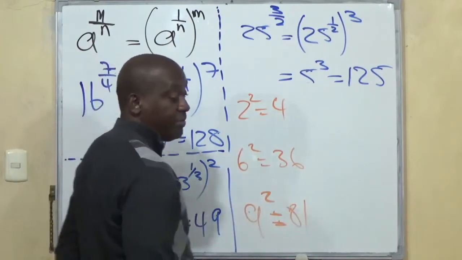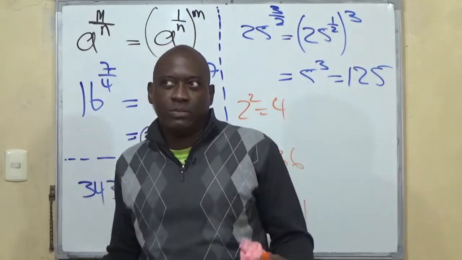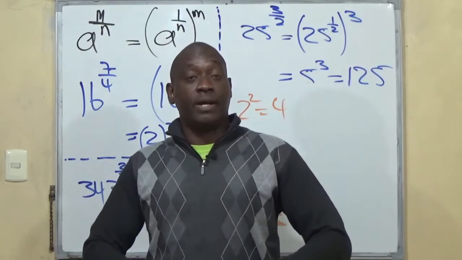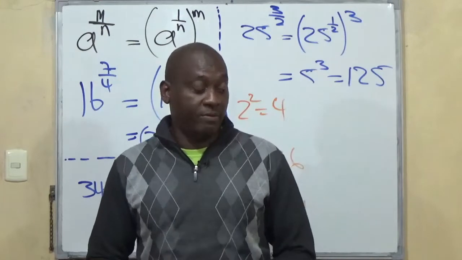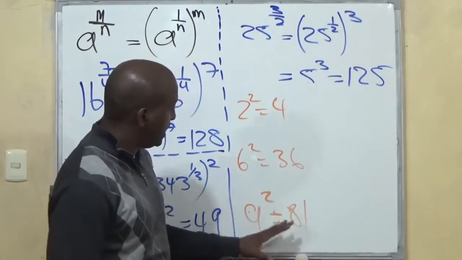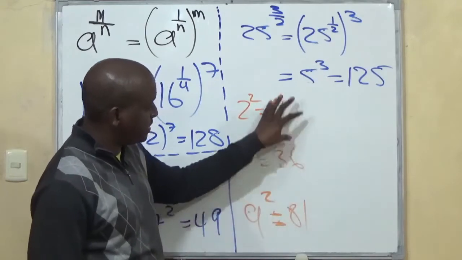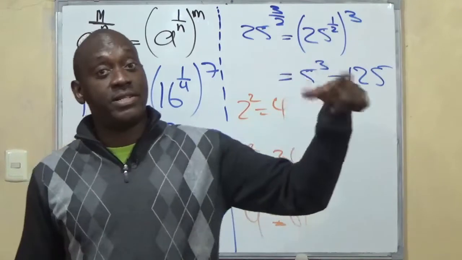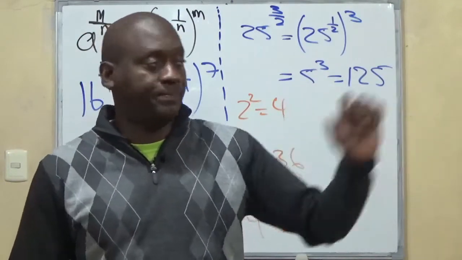81 is also a perfect fourth. Right? Because 3 to the power of 4 is 81. So 81 is a perfect square, 36 is a perfect square, 4 is a perfect square, among all the others that I would have been encouraging you all to learn in a previous video.